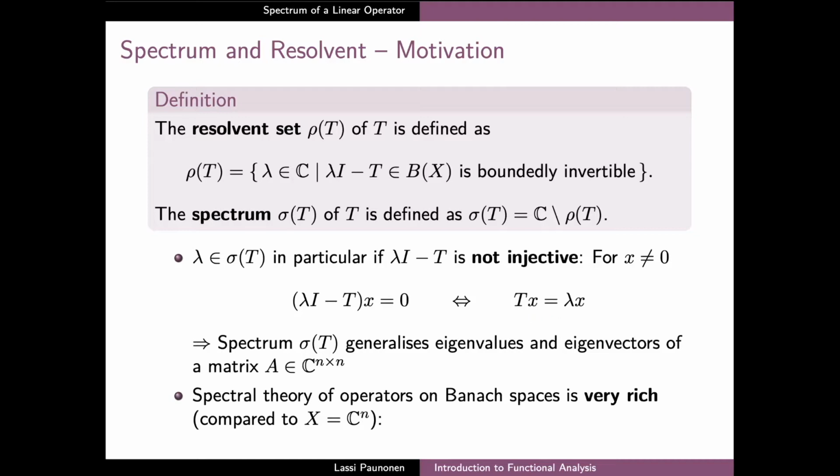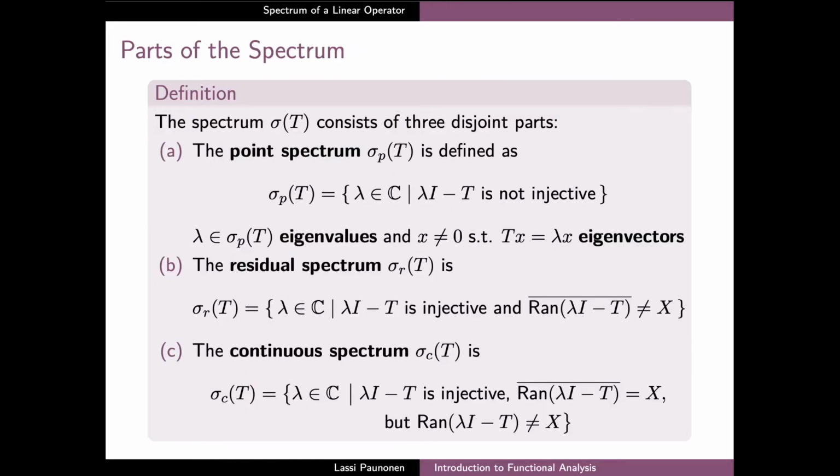But as already mentioned, the spectrum of a linear operator can in general have more complicated structure than the set of eigenvalues of a matrix. And in particular, an operator may have an uncountably infinite number of eigenvalues, and some operators do not have eigenvalues or eigenvectors at all. And as just mentioned, the spectrum of a linear operator can consist of more than just eigenvalues. The spectrum can be divided into the three parts shown here.